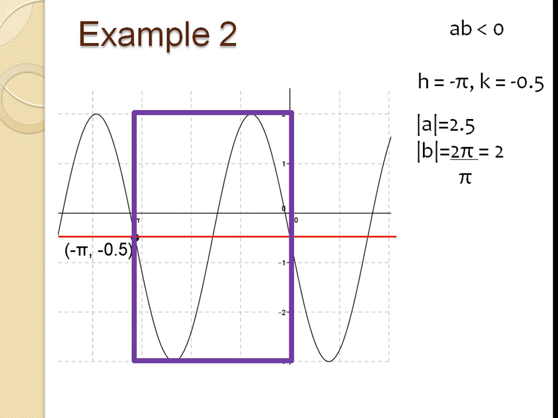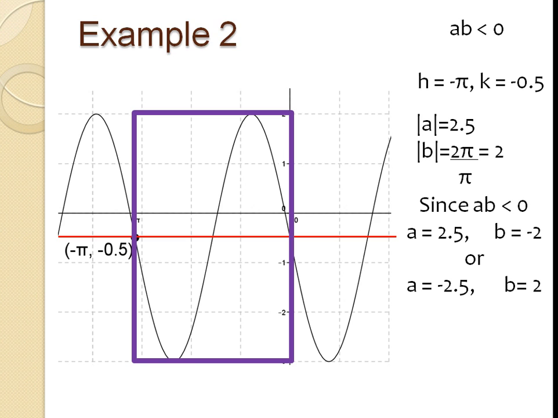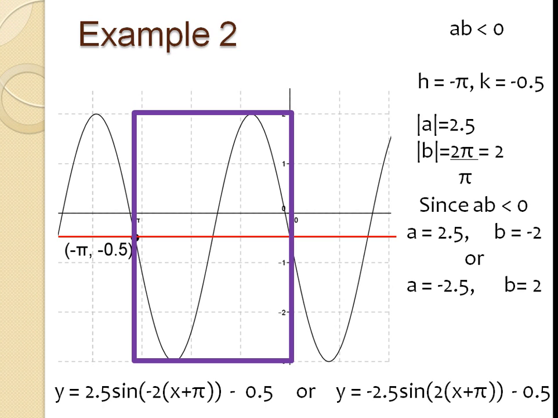The absolute value of a is 2.5, and the absolute value of b in this case would be 2. And because a times b is less than 0, either your a is negative or your b is negative. Does it matter again? No, not really. Whatever you prefer. I honestly prefer having the negative a. So, whether you give the first rule or the second rule, you would be correct.